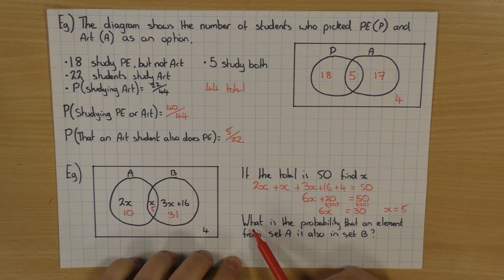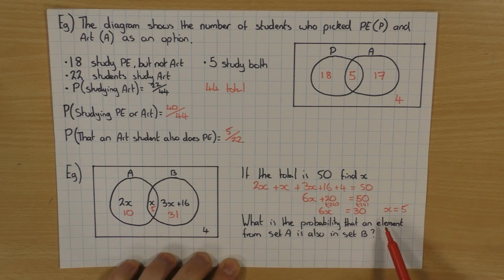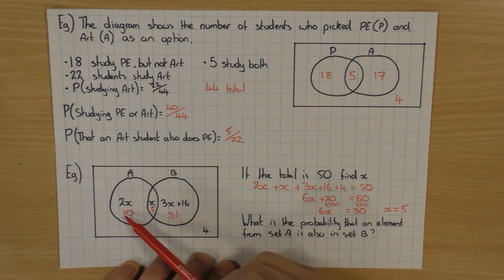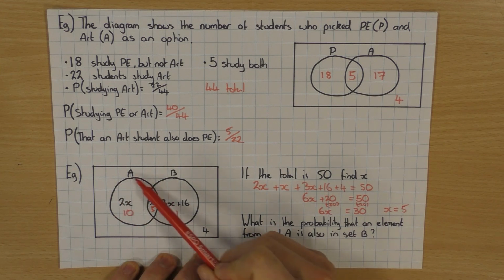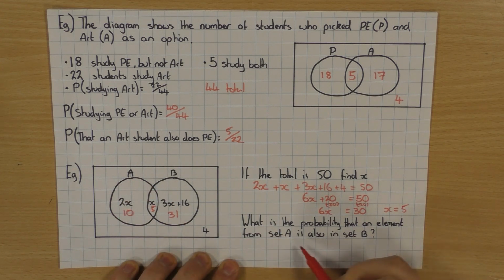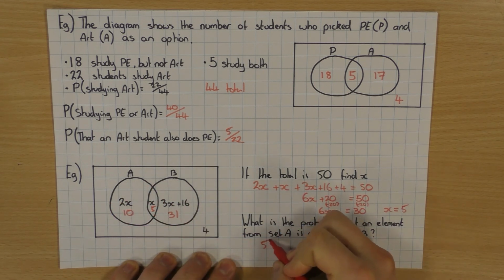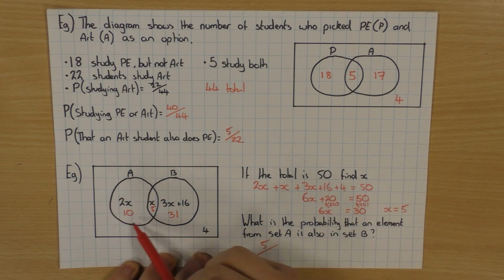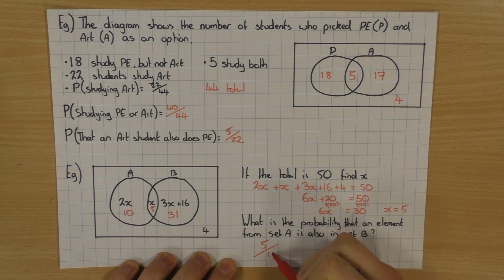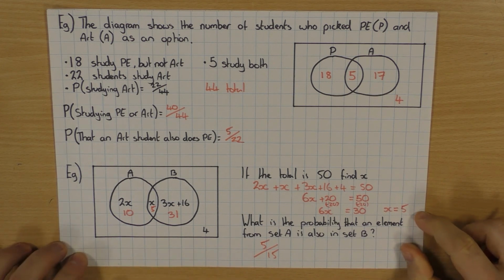Then we can answer the question. What is the probability that an element from set A, so an element just means like a number from set A. So here's set A, which is 15. So an element from A is also in set B. Well, the ones that are in set A that are also in set B is this one here. So it's 5 out of everything in set A, which was 15. So 5 out of 15.